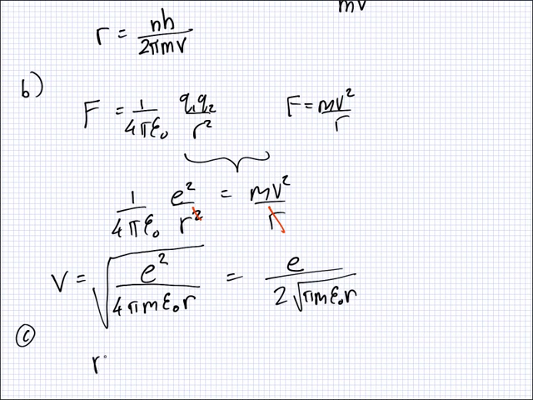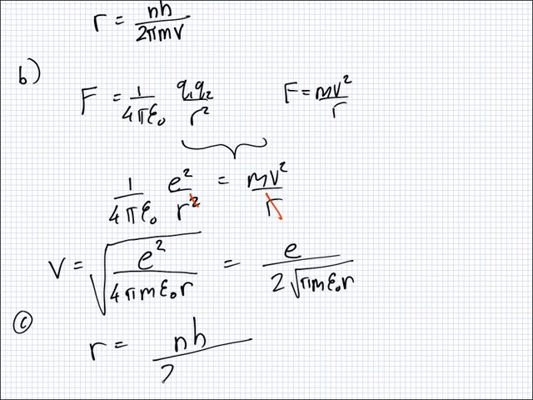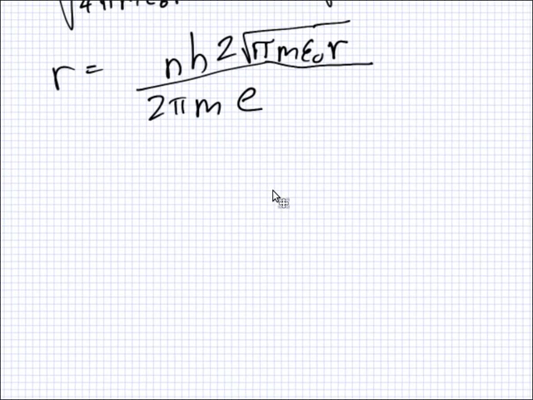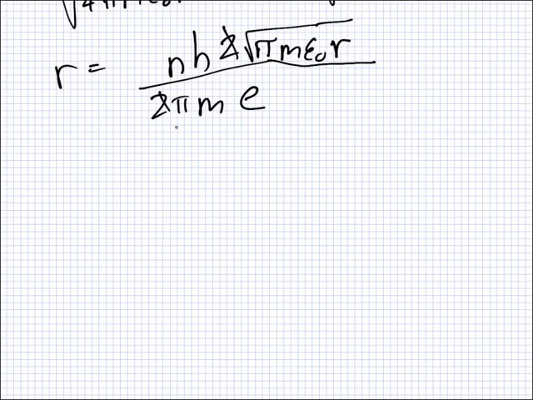So we have r equals nh over 2 pi mv. And v is going to be e over 2 root pi epsilon 0 r. Like that. Now let's clean this up a little bit. So I can obviously cancel my 2's.